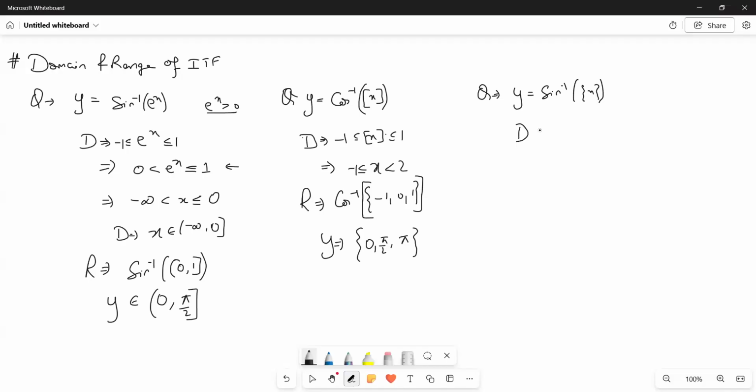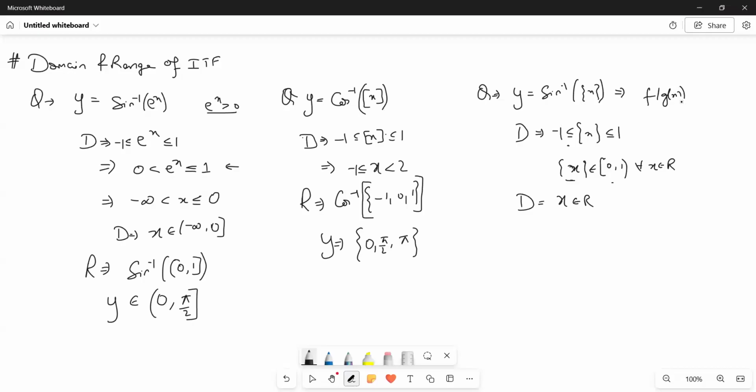So for the domain, we'll need fractional part of x to lie between -1 to 1. But we already know the fractional part of x lies between 0 to 1 for all values of x belonging to real numbers. So for sine inverse of fractional part, the domain would be all real numbers because the output of g lies within the domain of f. Sine inverse of fractional part can be considered to be f of g x.